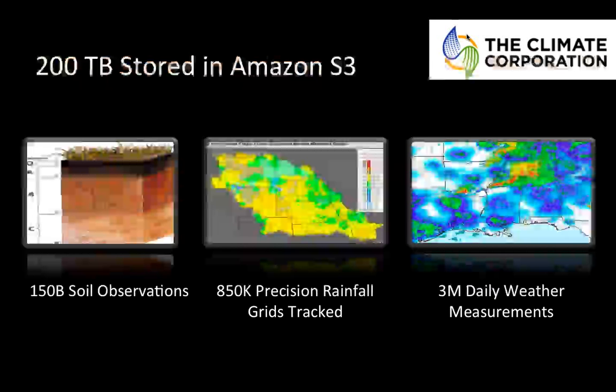So coming back to Earth, another example, the Climate Corporation. They are gathering billions of soil observations and mashing those up with millions of daily weather measurements. So basically, the Climate Corporation is providing insurance for farmers. And if there's too much rain, or if there's not enough rain, then the crops will suffer.